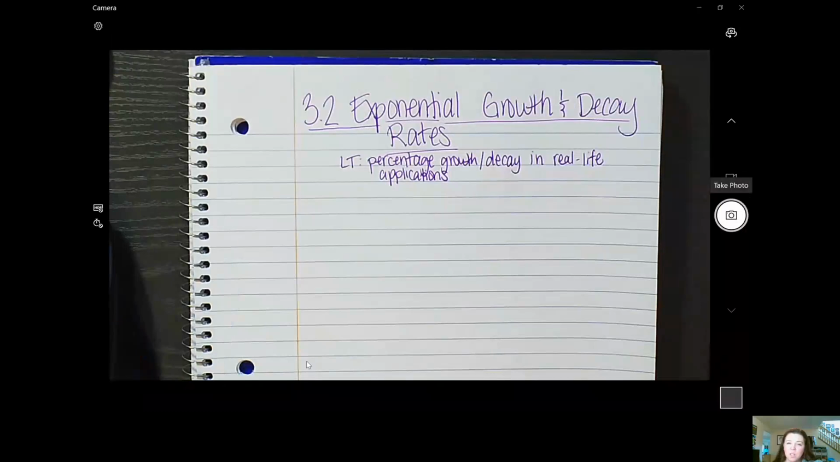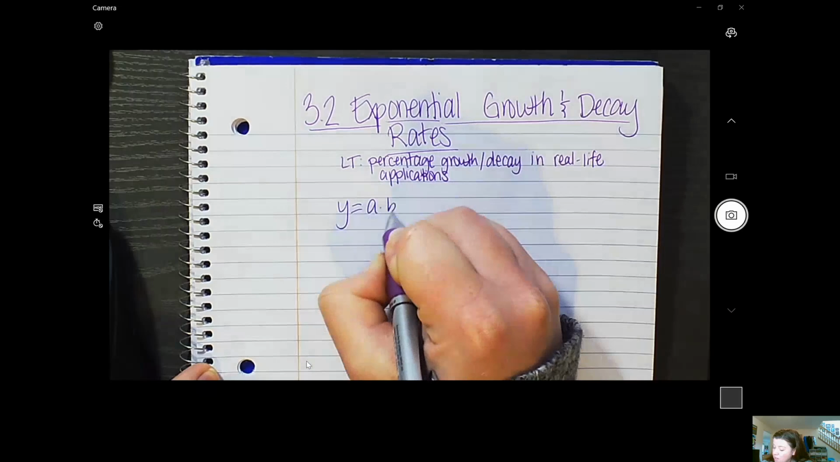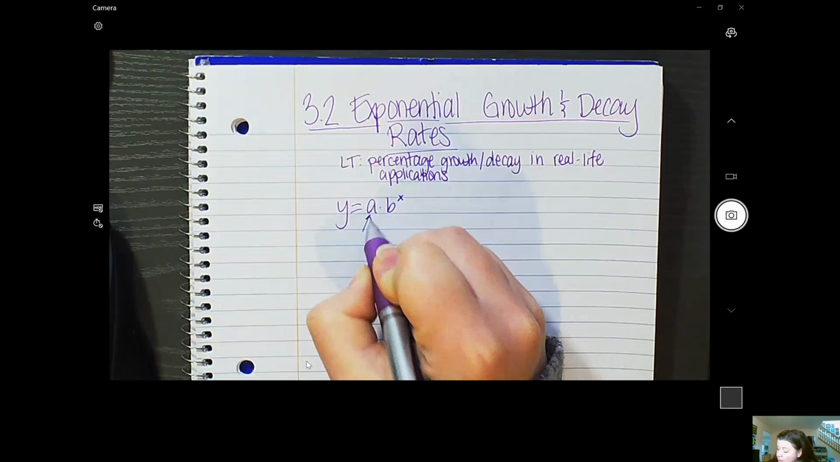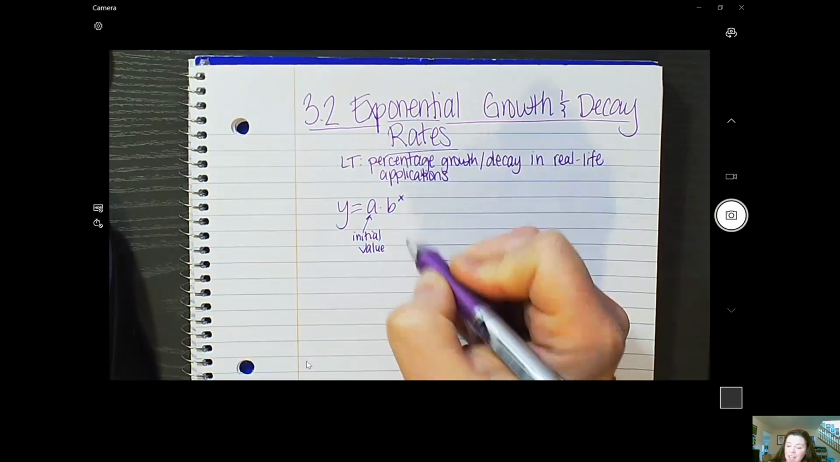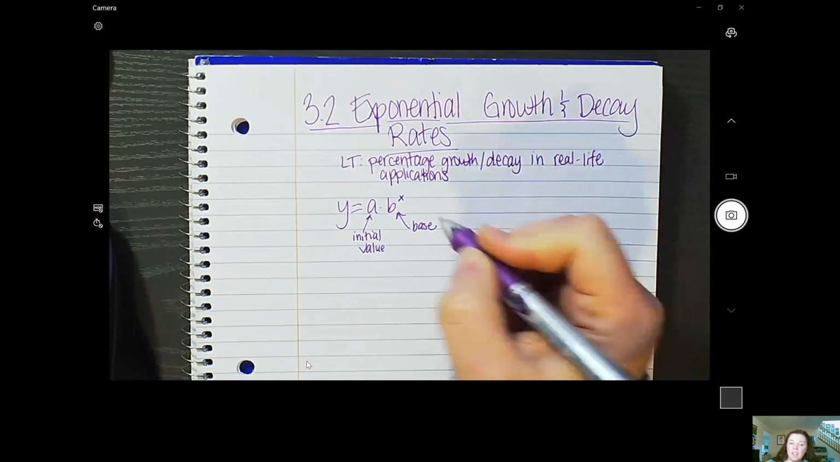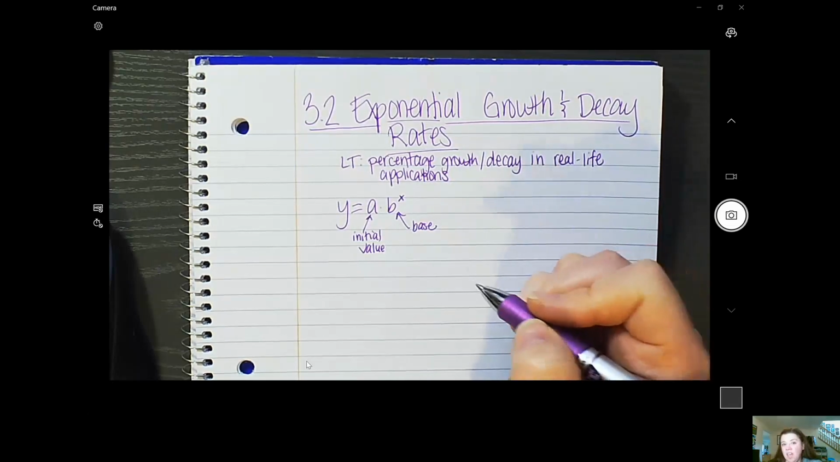The 3.2 lesson is still about exponential growth and decay, but now we're going to start to see more real-life applications of how we use exponential growth and decay when we're given a rate of increase or a rate of decrease. So we're going to start off with our basic exponential equation, y equals a times b to the x power. Remember that a is still the initial value, the y-intercept is how we usually see that. And then b is the base, and that base is either bigger than 1 or it's in between 0 and 1. And that's how we get growth and how we get decay.